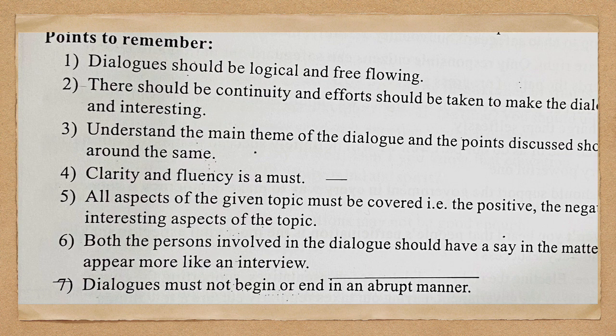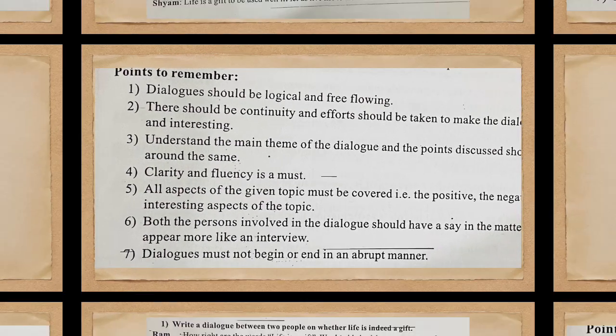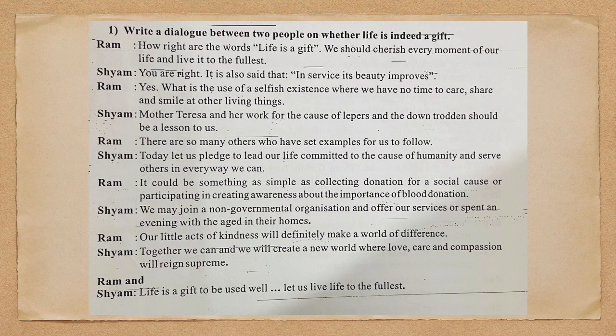Let's understand it much better with the help of two examples. That is the model I will give here so that you may better understand how you are supposed to write a dialogue. The first one: write a dialogue between two people on whether life is indeed a gift. This is the question given. Now let's start. We will take the names Ram and Sham in this dialogue.